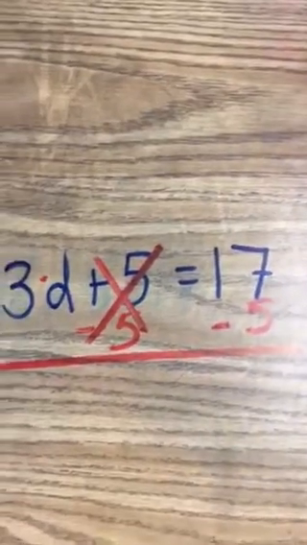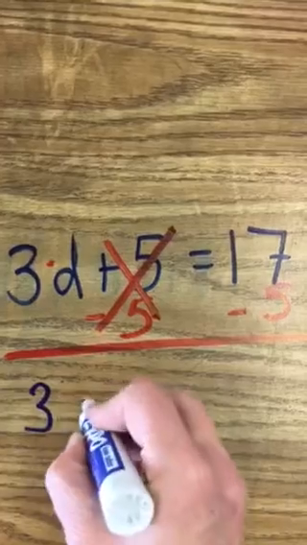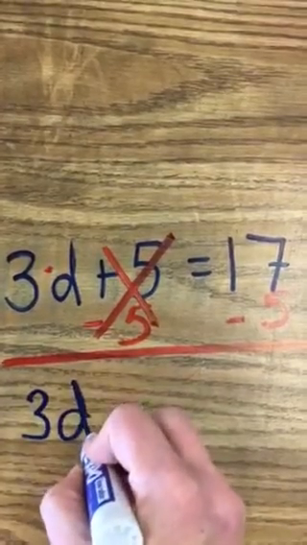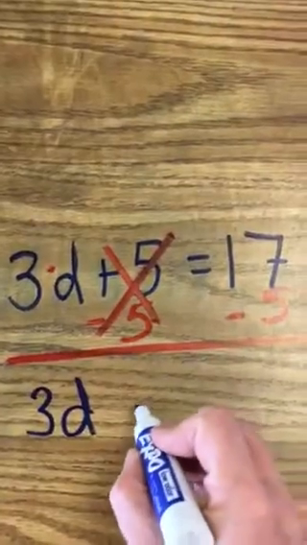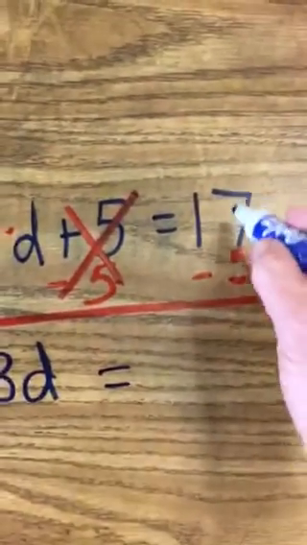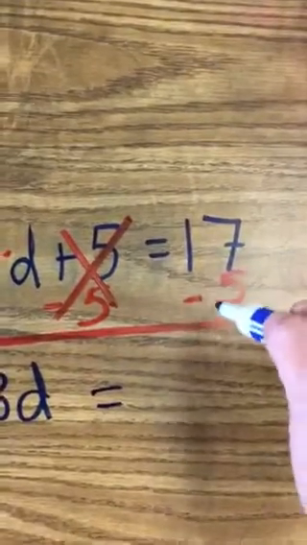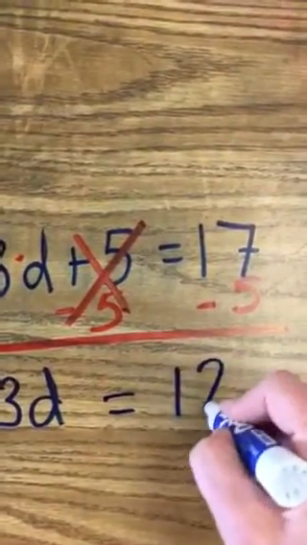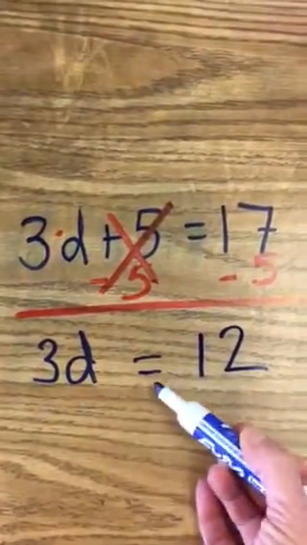And when I go to rewrite my equation, I'm going to have 3d, or 3 times the letter d, as the variable. This has canceled out, equals, and then I solve for the equation over here. So 17 minus 5 gives me 12. Okay, now I have 3d equals 12.